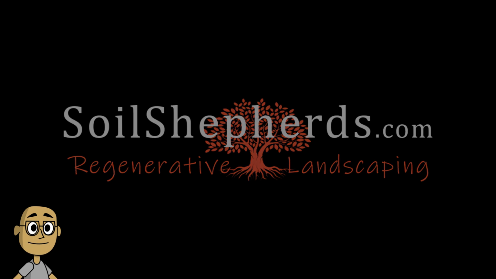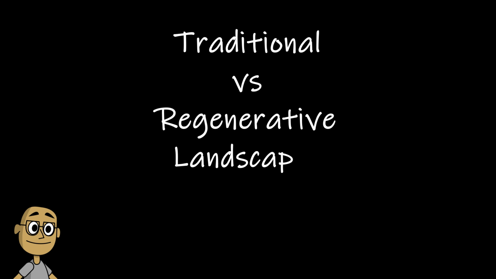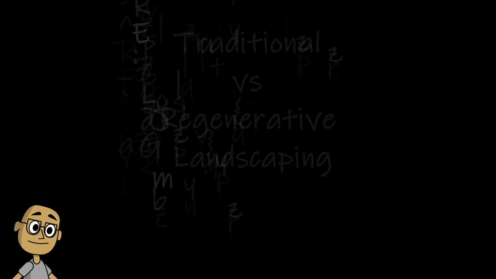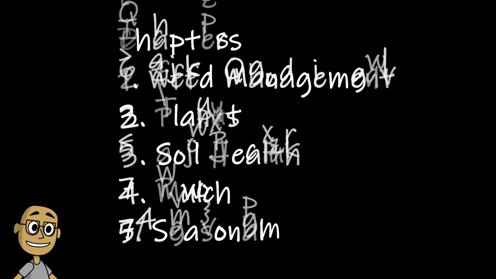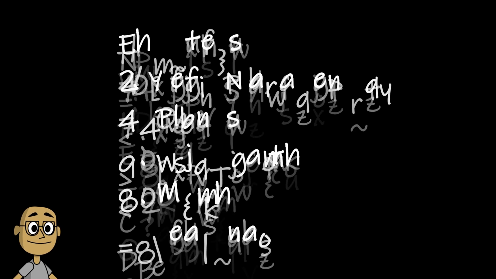In this video, I compare traditional landscaping practices with regenerative landscaping practices. I focus on 5 categories: weed management, plants, soil health, mulch, and seasonal cleanup. To note, I included chapters so you can jump around as needed. And with that, I'll get started with weeds.